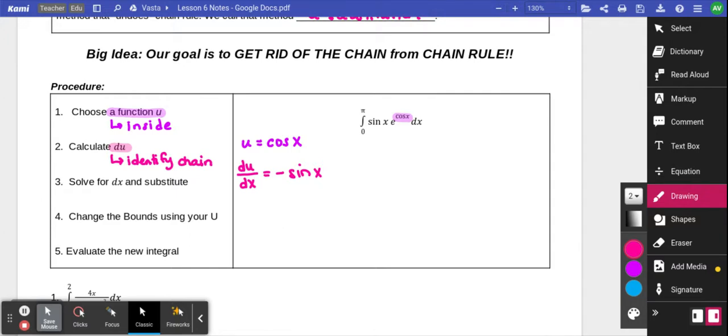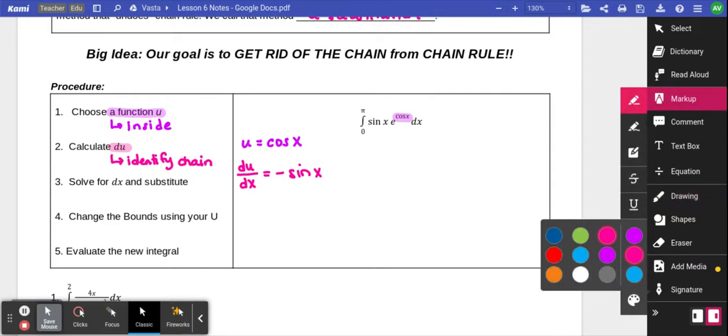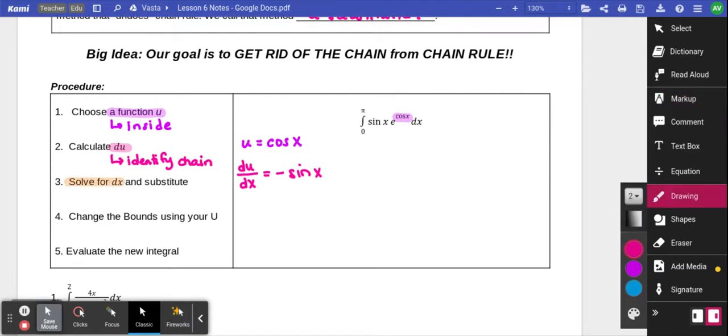The next thing we're going to do, and this is the part where, if you prefer to have a set of steps to follow, this sort of helps you divide by the chain rule, is solve for dx. That literally means get dx by itself.